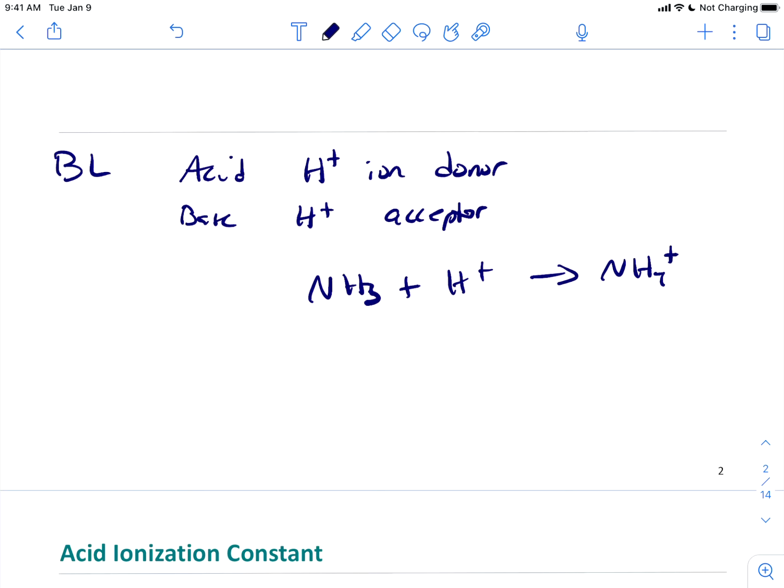And there's even another definition, Lewis. And your book talks about this. I'm not going to hold you responsible for it that much. I want to expose you to it because it is something you'll come back to and see in other classes. But Lewis is the best definition because it deals with the electrons. And I always remember it as the opposite. An acid is an ion donor, therefore it's an electron acceptor.